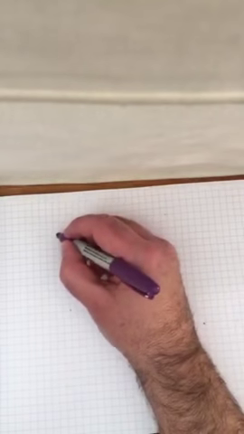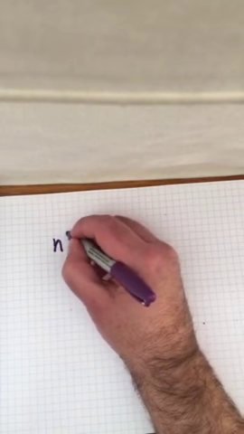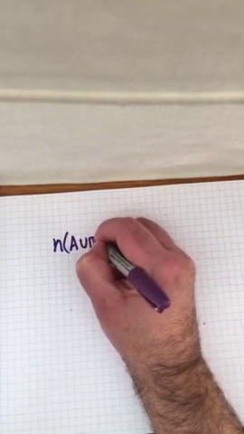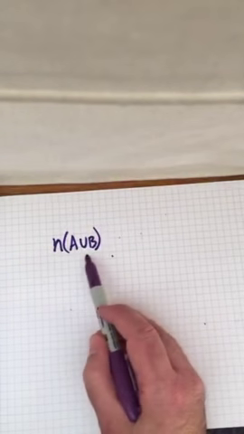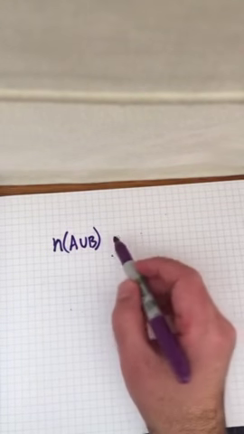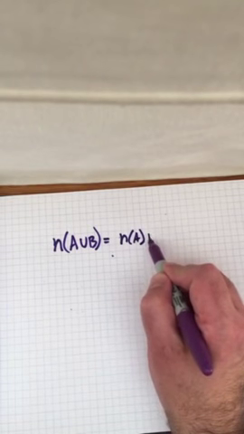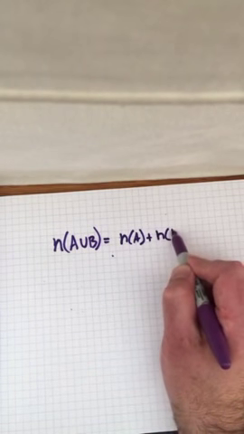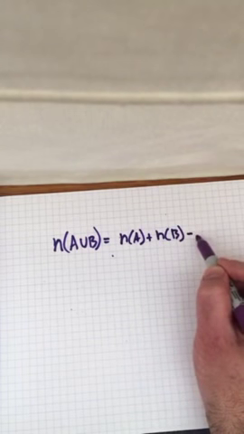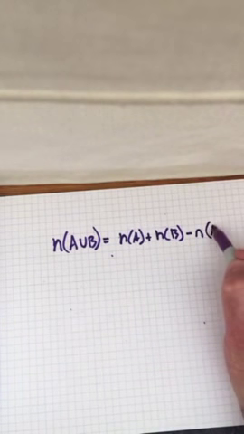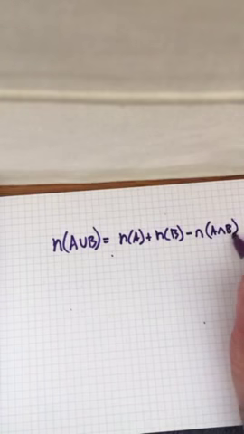So there's a formula that goes along with this that you can use, and it looks like this. Cardinality of A union B, the number of people in the union of two sets, is equal to the number of people in the first set plus the number of people in the second set minus the number of people in the intersection of the two sets.